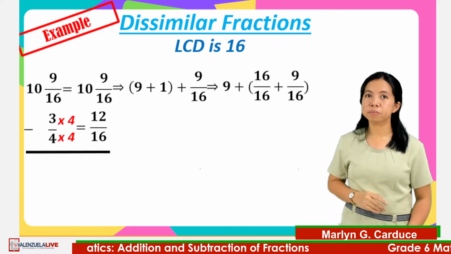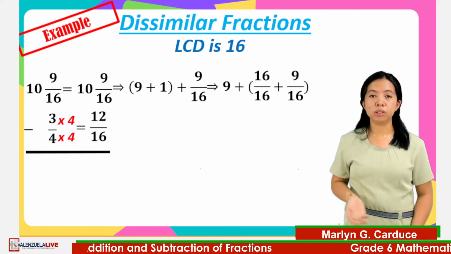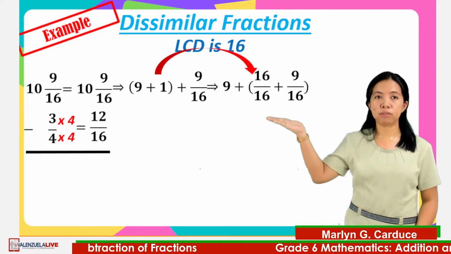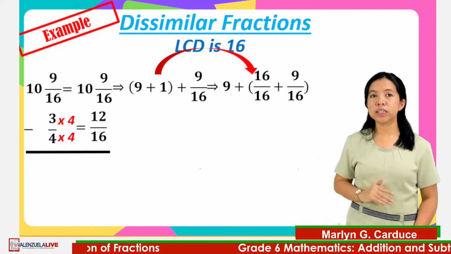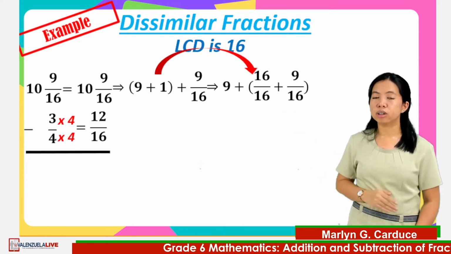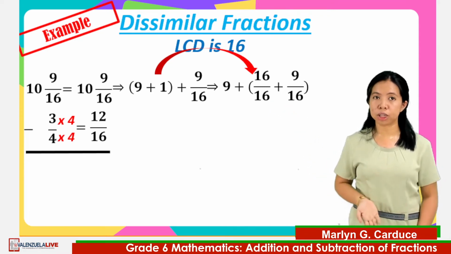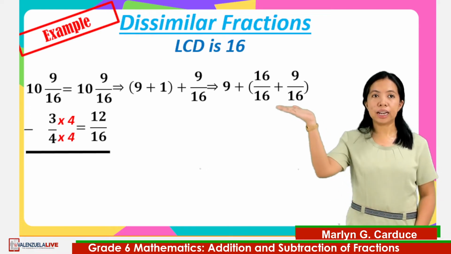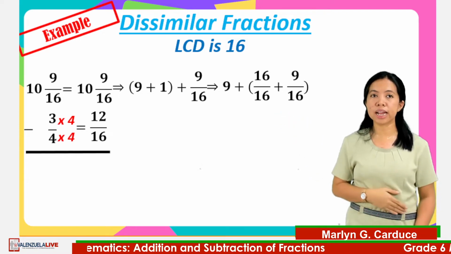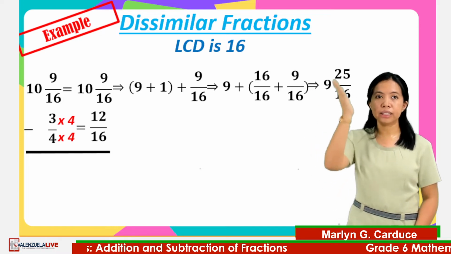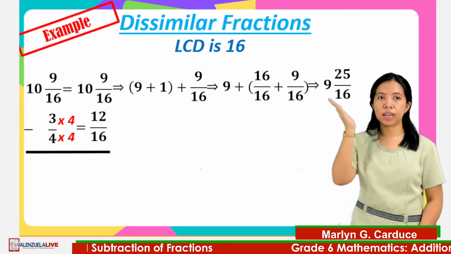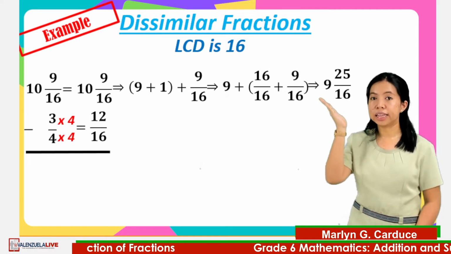And then the 1 whole will be changed into fraction form, and that will become 16 over 16. So why do we choose the number 16? Because of our LCD, or the least common denominator. And then after that, let's combine the fraction part. Since these two fractions are similar fractions, let's add 16 plus 9, the answer is 25, and then write the sum over the common denominator, 16. And then write down the whole number part, which is 9.